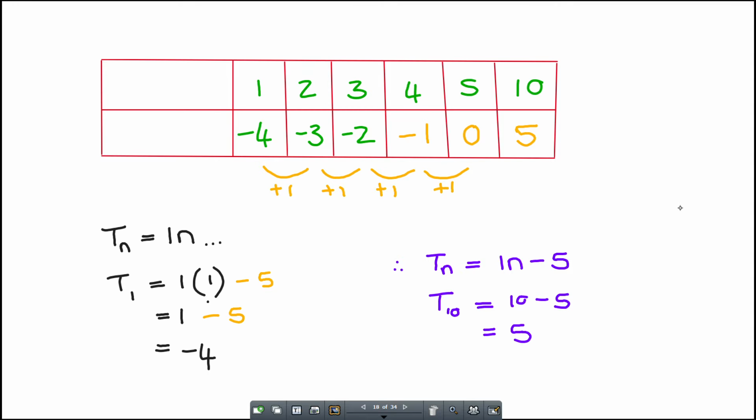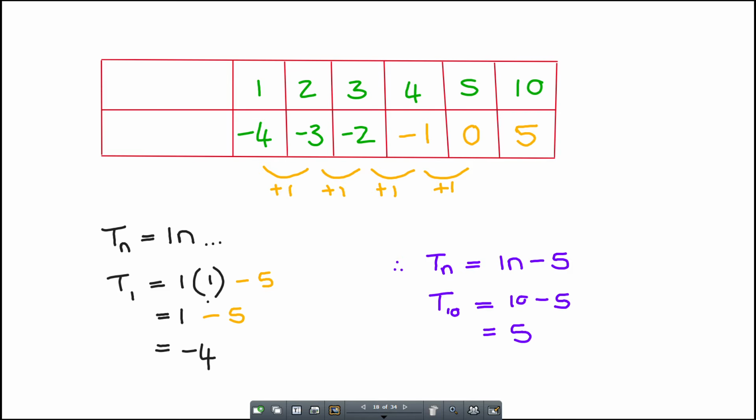Right, over here, same thing. I just had to add 1 every time. So that's how I knew it would be term n is equal to 1n. But then, do I subtract something or add something? So let's go check. I then substitute n. So term 1 is equal to 1 times 1. And that actually gives me 1. But I'm supposed to end with, what was term 1? It was minus 4. So the only way that I could get that to be minus 4 is to say, okay, so let's go and subtract 5.